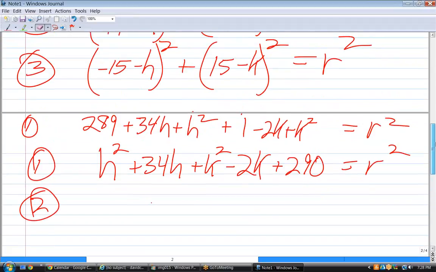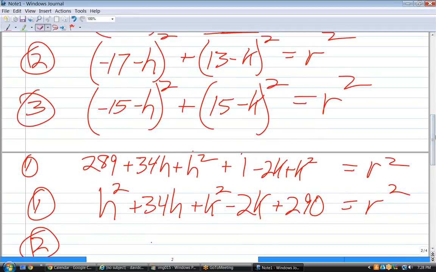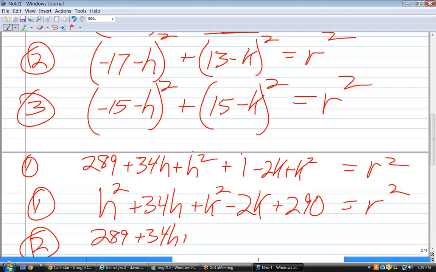Like I said, I don't know that this is the easiest way to do it. So let's expand that. It's the same expansion, so I don't need to do any work. So that's still going to be 289 plus 34h plus h squared. But then when I expand this one, I get what? 13 squared is 169.